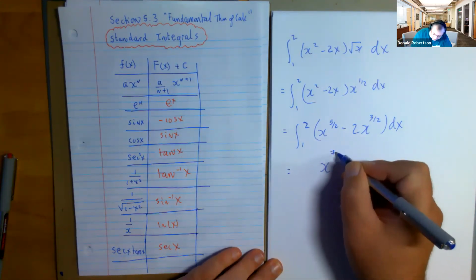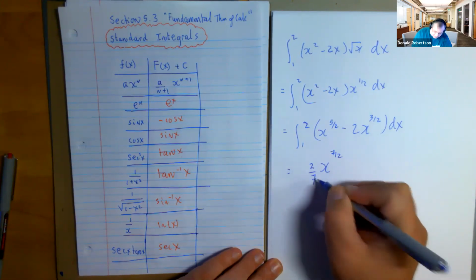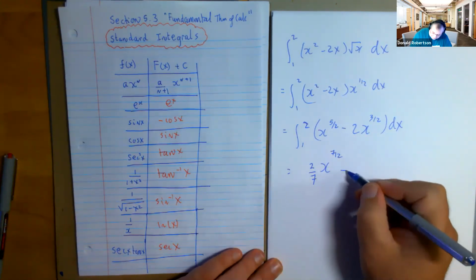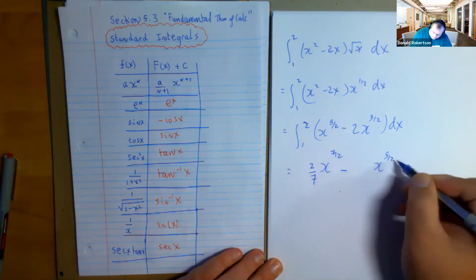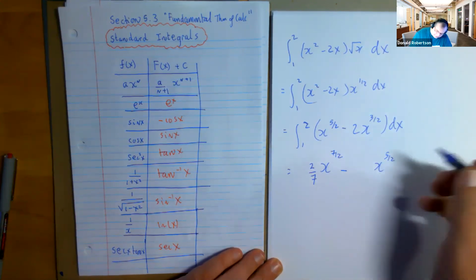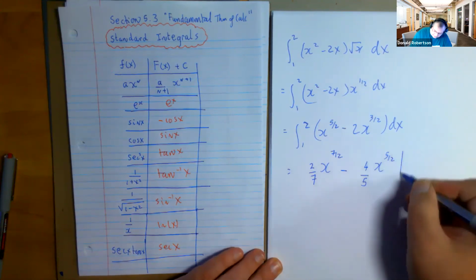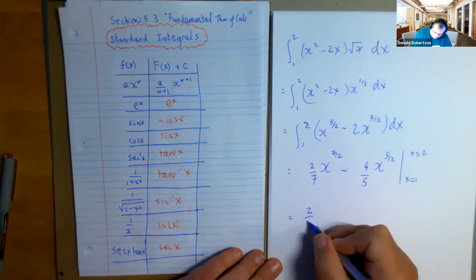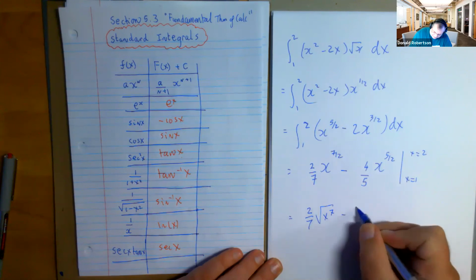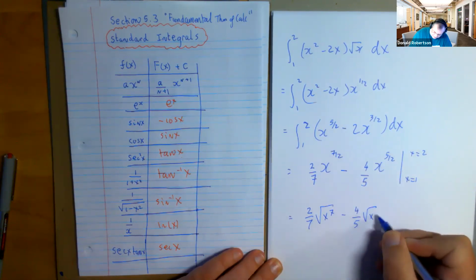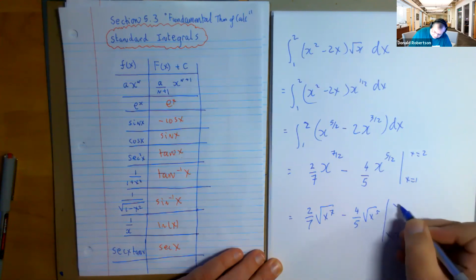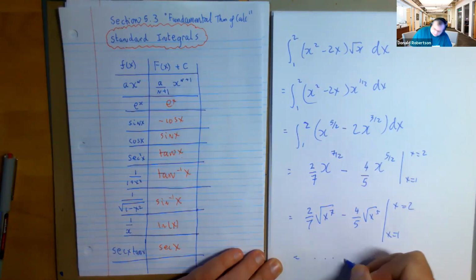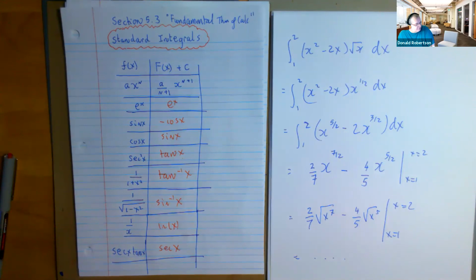If you add 1 to the power, you get 7/2, and then divide by that, you get 2/7. If you add 1 to this, you get 5/2. If you divide by 5/2, which is the same as multiplying, you get this guy. You then should convert, and at this point I'm stopping, but can you imagine you could get an answer? Plug in 2, then plug in 1, little bracket. We are good.